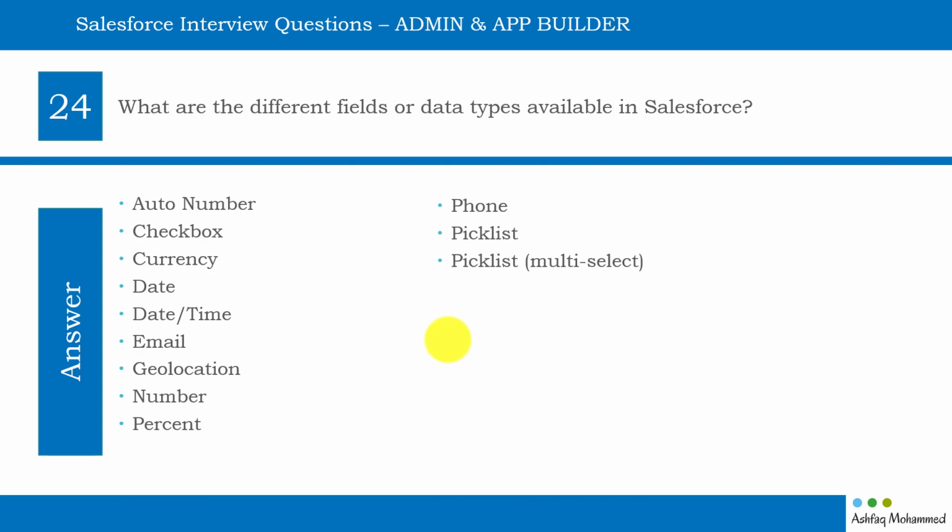So if we want to select multiple values at a time, then we use multi-select pick list values. And we have text. This is straightforward. And we have text area, text area long, text area rich. So based on your requirement, you can use whatever text field you want, okay? And then we have text encrypted as well. If you want to save some encrypted data, then we can use this text encrypted.